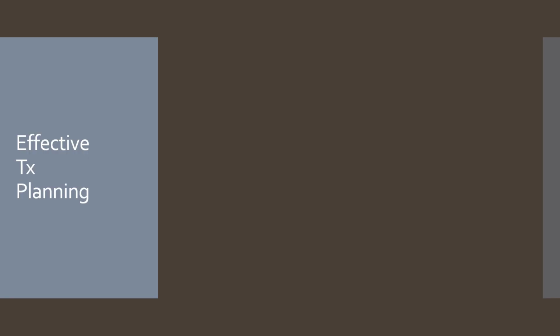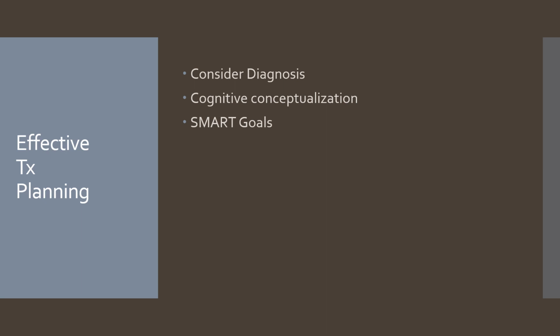To do effective treatment planning, you want to consider the client's diagnosis and then their presenting symptoms that are current and most disturbing for your clients. You also want to actively utilize the cognitive conceptualization throughout all the phases. And then the plans, activities, and assignments that you're going to be working on would all be informed by the cognitive conceptualization diagram that you create in the beginning of therapy.